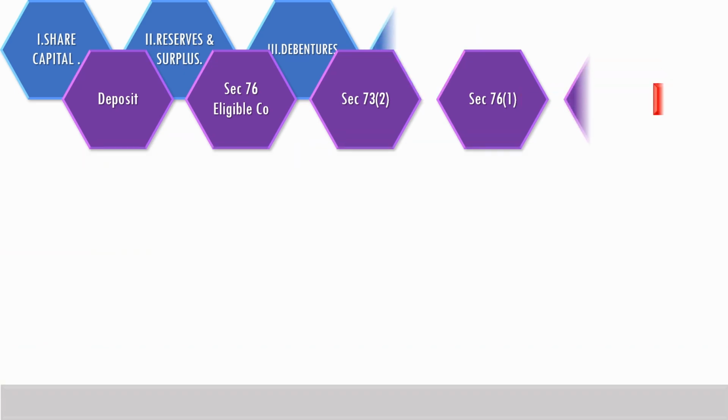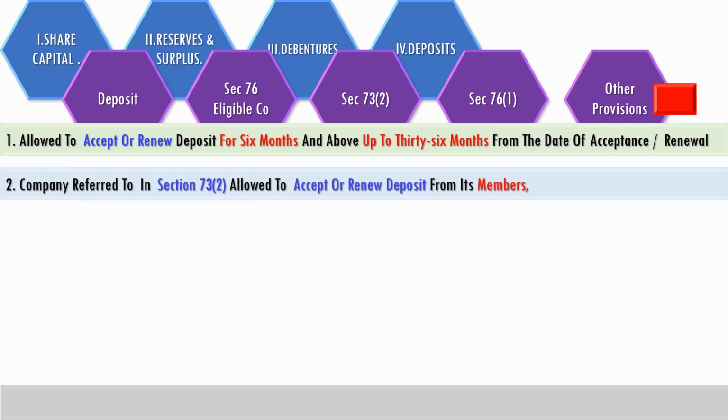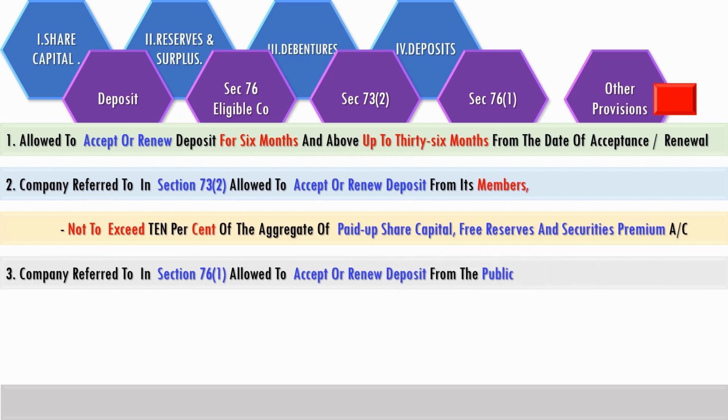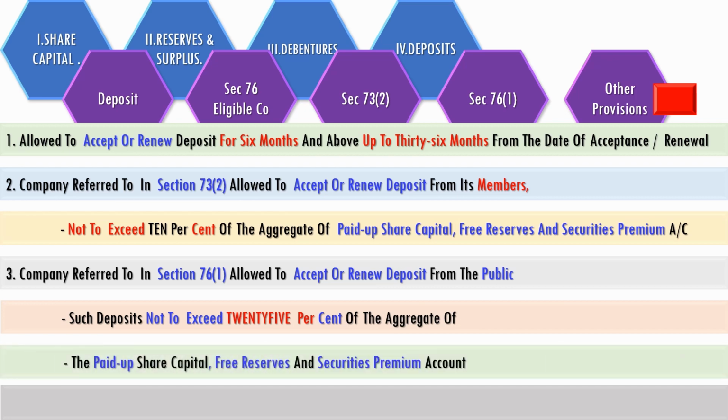A public limited company is permitted to accept or renew deposits for 6 months and above up to 36 months, and the company referred in 73 subsection 2 is allowed to accept from members not to exceed 10% of its paid up share capital and free reserves and security premium account. Companies referred to in 76 subsection 1 may accept deposits from public not to exceed 25% of the aggregate of the paid up share capital, free reserves and securities premium account.